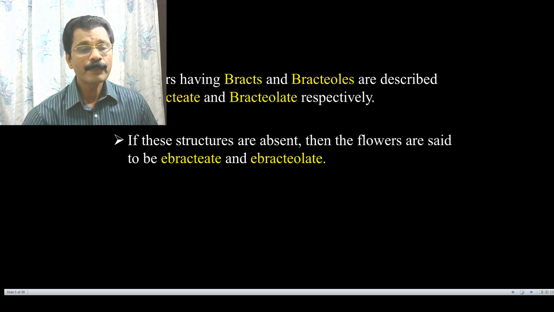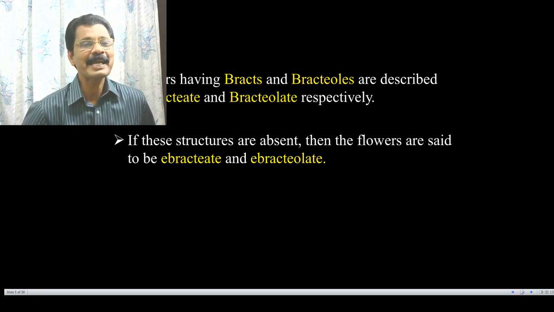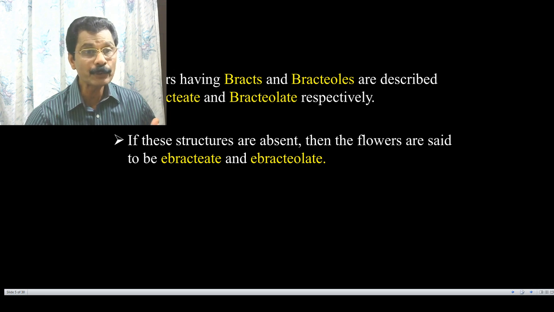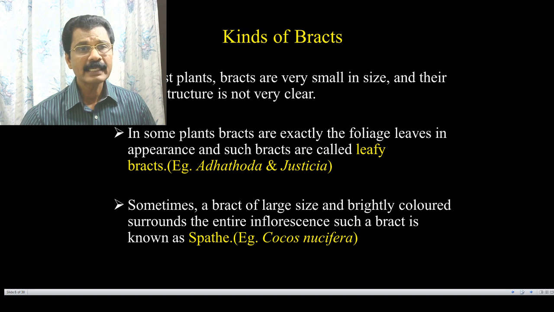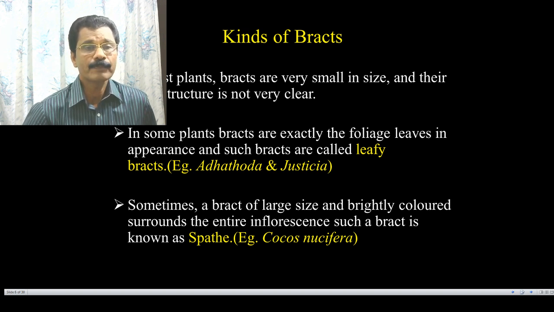Flowers having bracts and bracteoles are described as bracteate and bracteolate respectively. If these structures are absent, then the flowers are said to be ebracteate and ebracteolate. Right? Then what are the kinds of bracts you can see?